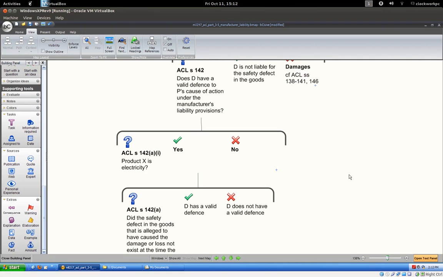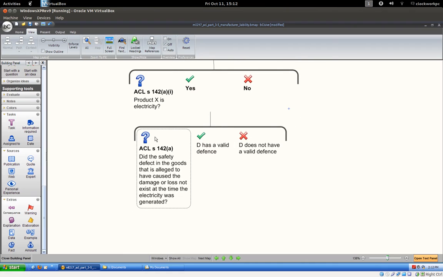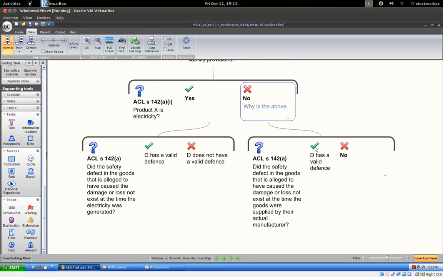That's pretty much the defense. And so with something like electricity, the legislators saw fit to include this bit saying that if the defense is that the safety defect did not exist at the time, then it's at the time that the electricity was generated, because first it's generated and then it's supplied. But we don't really need to look at that, it's pretty obvious.